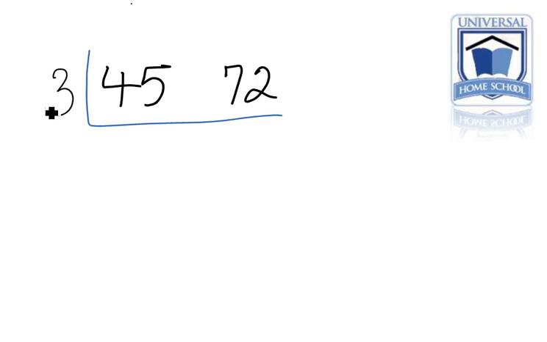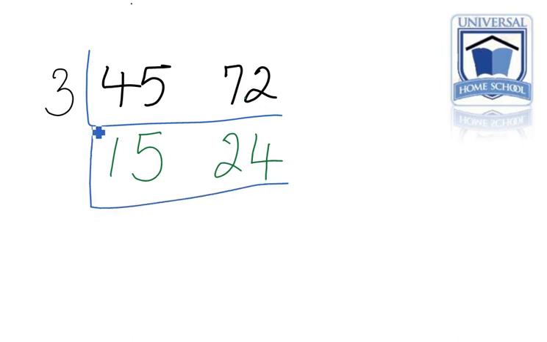Now, how many 3's are in 45? Well, we just divide. 3 into 4 goes once, remainder 1, which makes that 15. So 3 15's are 45. 3 goes into 72: 3 goes into 7 twice, remainder 1. 3 goes into 12 4 times. Now the process continues, because 15 and 24 will have another number that can be divided equally into 15 and 24. We've got to work out what it is.